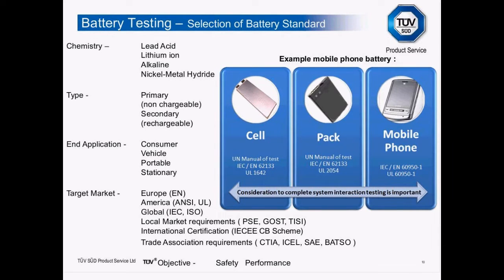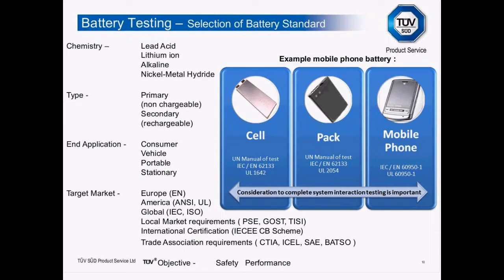Also, some industries have their own requirements as well. So for example, in America, GSM and 3G network operators require portable cellular products such as a mobile phone and their batteries to meet CTIA requirements, which is a trade organisation. And the testing that is undertaken for this type of certification is based on standards such as IEEE 1625 and IEEE 1725.